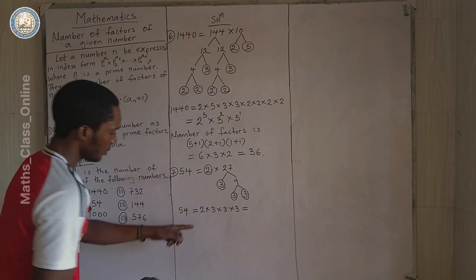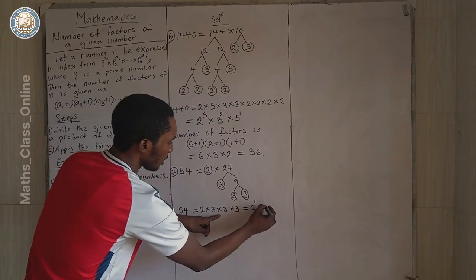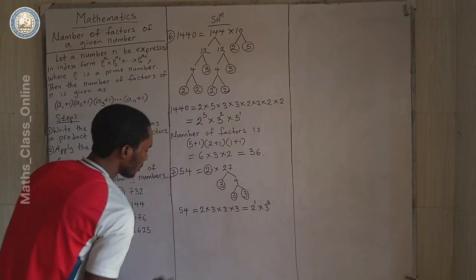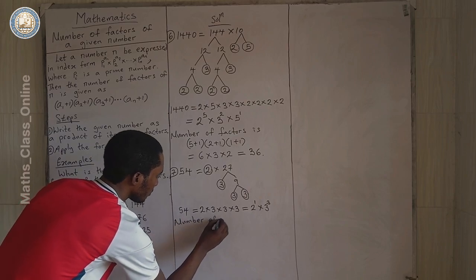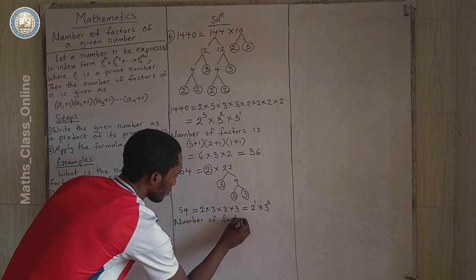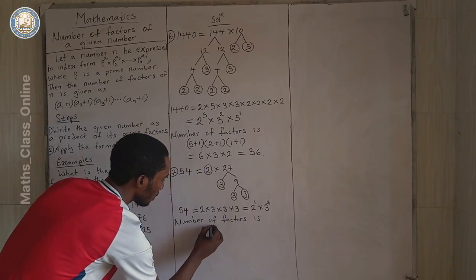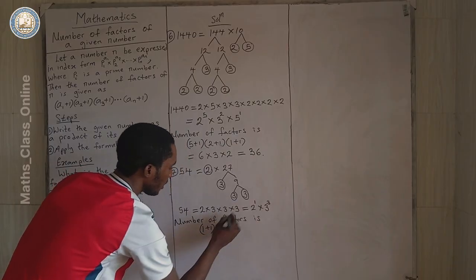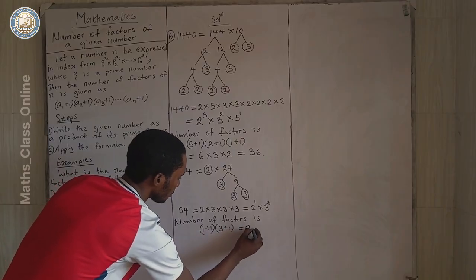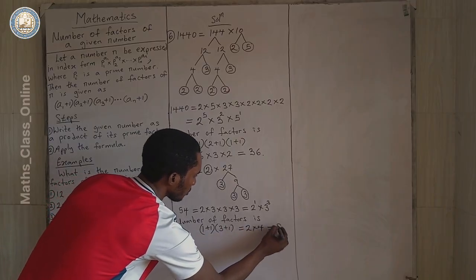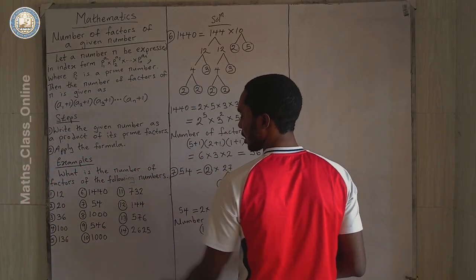In index form, 2, how many 2? 1, times how many 3? That is 3. Number of factors is, the power here is what? 1. Add 1 to it. Multiply by, the power here is what? 3. Add 1 to it. That is 2 times 4, which is equals to 8. Next on the list is 1000.